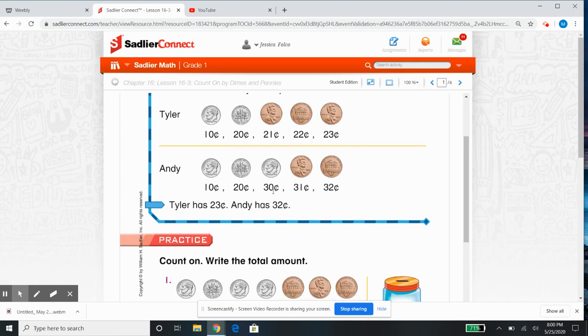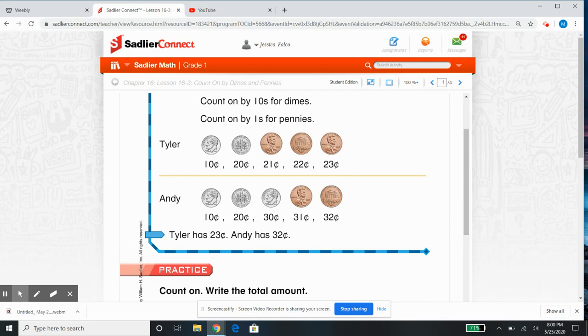Okay, so let's see who has more. Tyler has 23 cents: 10, 20, 21, 22, 23. And Andy has 10, 20, 30, 31, 32 cents. Who has more? Andy has 32 cents, and Tyler has 23 cents.